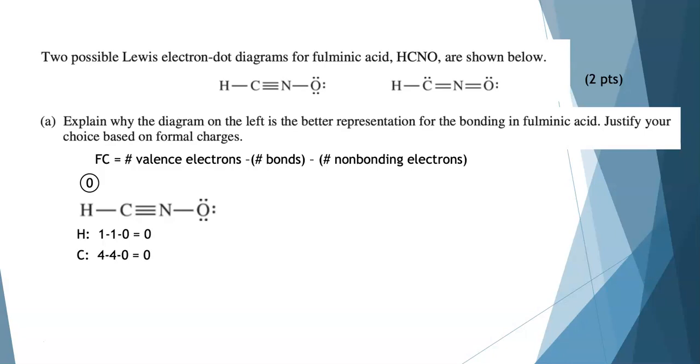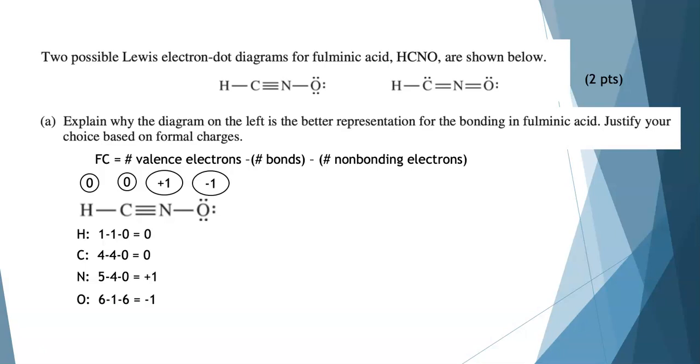So for carbon, we also get a formal charge of 0. 4 valence electrons, 4 bonds, no non-bonding electrons. For nitrogen, we get a formal charge of +1. Nitrogen has 5 valence electrons. There are 4 bonds attached to it, no non-bonding electrons. And then finally, the oxygen has a formal charge of -1. 6 valence electrons in an isolated atom, 1 bond, 6 non-bonding electrons for a -1 formal charge.